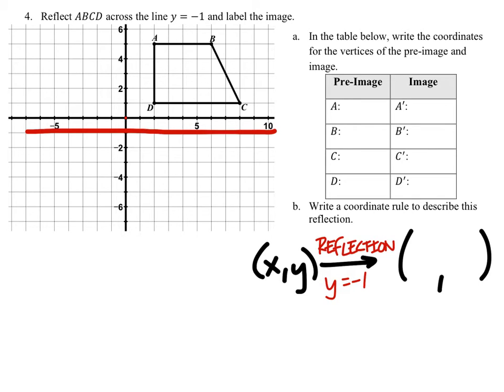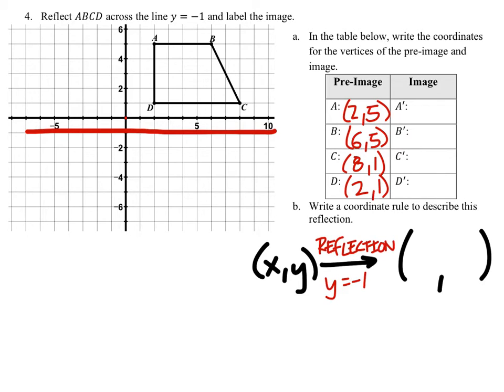Alright, if you need more time, you're going to need to pause the video, but I'm going to go ahead and write at least the coordinates for the pre-image. Alright, there we go. Now let's go ahead and look to reflect this thing.